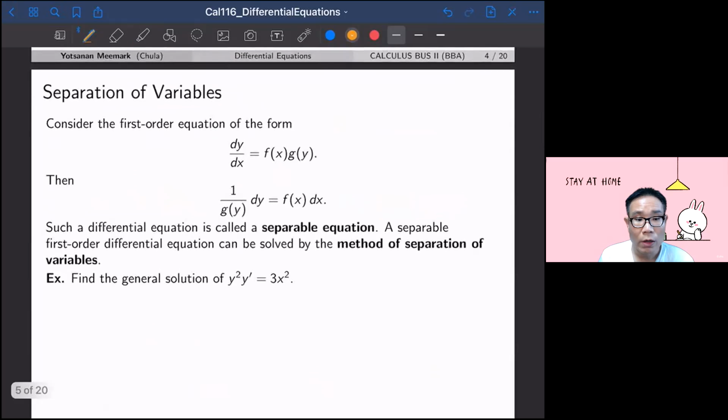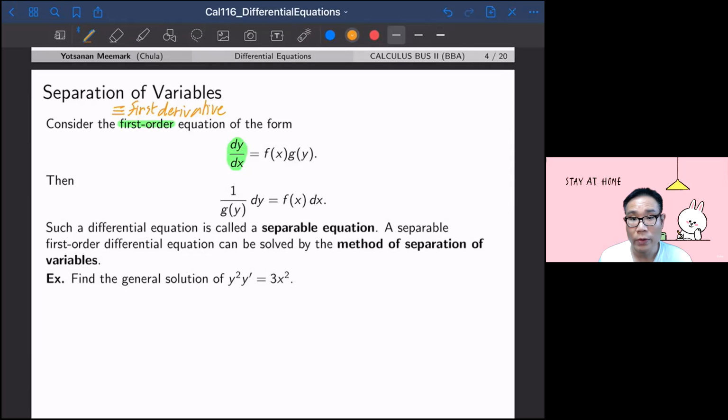So we consider the first order differential equation of the form. The word first order here means that the order of derivative is only the first derivative. Okay, so it's going to be involving the first derivative. First derivative means you differentiate only one time. Okay, so first order means first derivative.